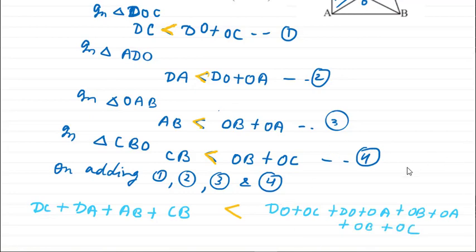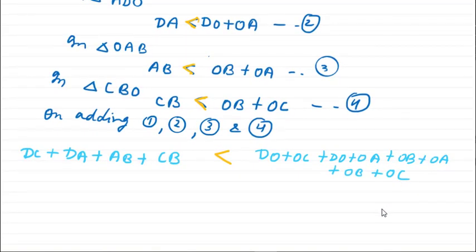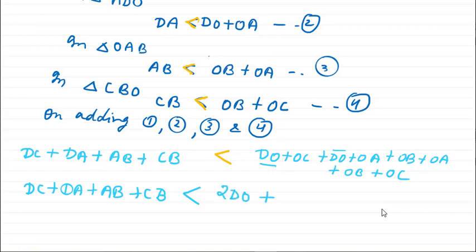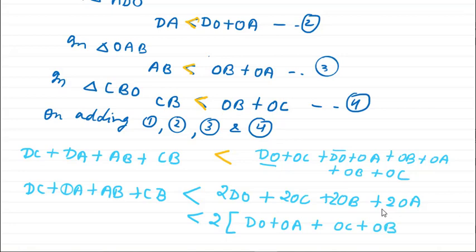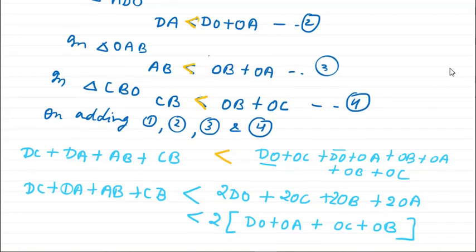So now we can add if something is same or common. Here you can see in the left side we don't have anything common to be added, so we can write the left part as it is. And on the right side you have DO, DO, so twice of DO I'm writing here, and then we have OC, OC, twice of OC, then twice of OB as well and twice of OA as well. So now from the right part I'm taking 2 common, so then I can write DO plus OA plus OC plus OB.